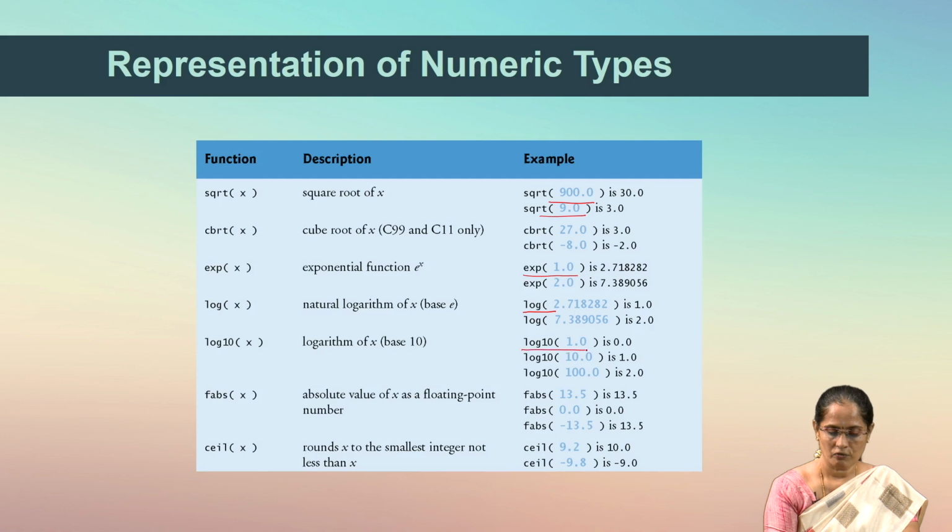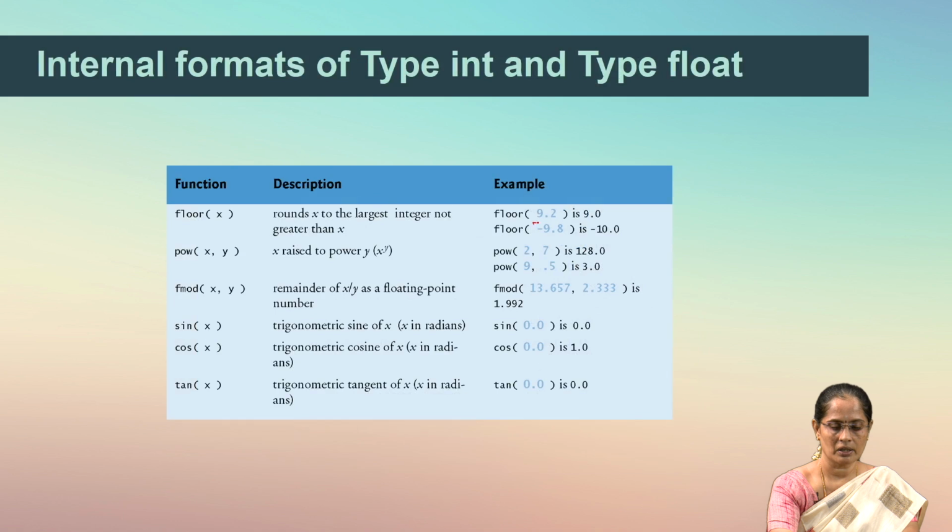So, log 10 of 1.0. Likewise, I can make use of the log 10 function for finding the logarithmic value of a given x value with respect to base 10. FABS is a function which will allow us to get the absolute value of a floating point number, and ceil of x is a rounding function which will round x to the smallest integer not less than x. Floor is again one more rounding function in which you can give the floating point value as the input, and this will round it to the largest integer not greater than x.